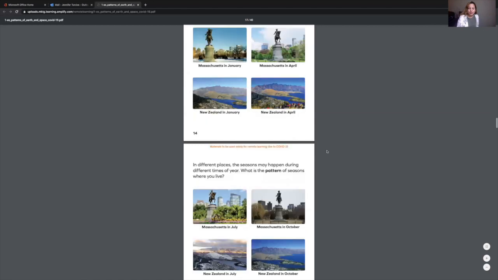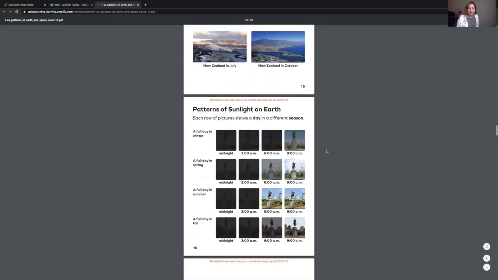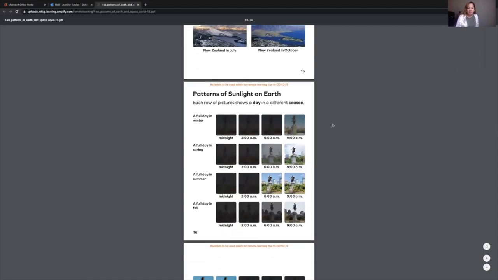And I want to show you one more pattern. So, patterns of sunlight on Earth. Each row of pictures shows a day in a different season. So notice how some days in the winter have more nighttime, whereas in the spring, which is what we're in now, you see more daytime.